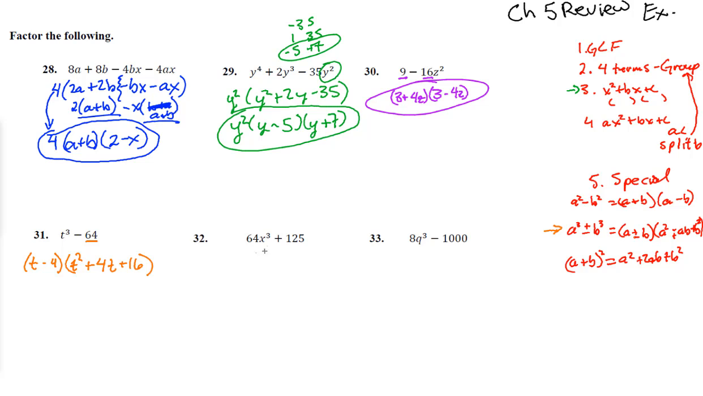Okay, number 32. 64x cubed and 125. This is a perfect square, but that one's not. But they are both perfect cubes. Again, 64 is 4 cubed, and this is 5 cubed. And there are 2 terms, so we are indeed right here again, but this time with the plus sign. So we're going to have a plus and then a minus. We'll follow the top signs.